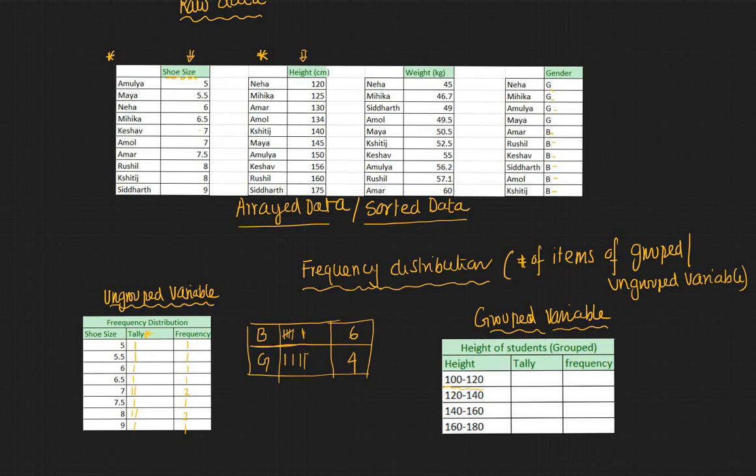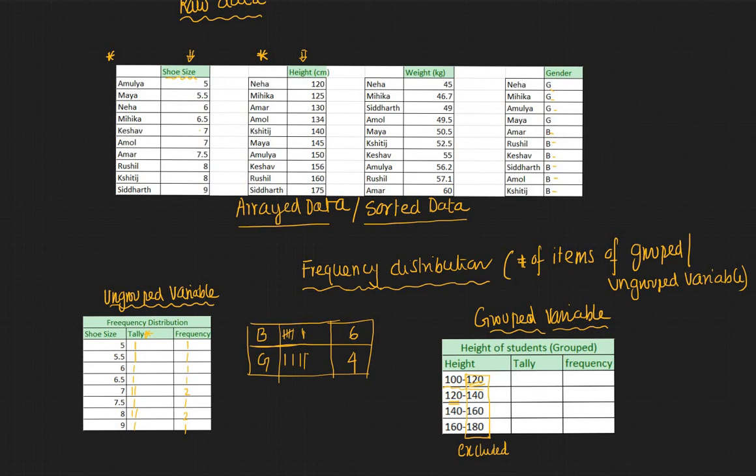Now for a grouped variable, let's try to do the same. So here we have grouped these variables between 100 to 120, 120 to 140, and so on. One important thing is you see that the 120 comes here and here. So generally it's important to keep in mind that the upper bound is usually excluded if there is a clash. So this is excluded.